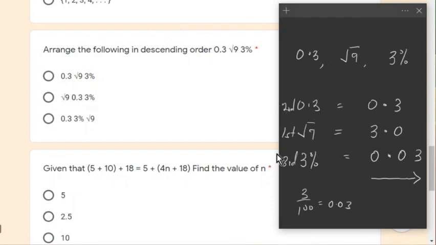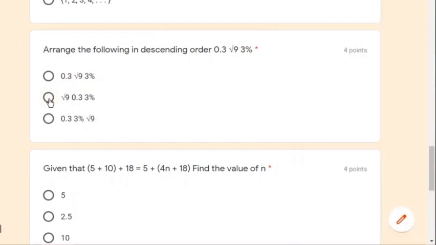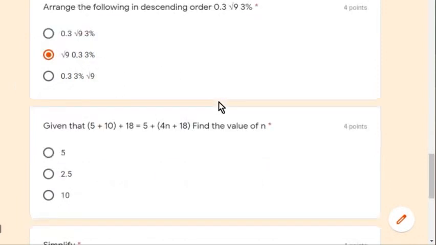So if we are arranging in descending order, the correct answer will be square root of 9, followed by 0.3, and the smallest number is 3%.